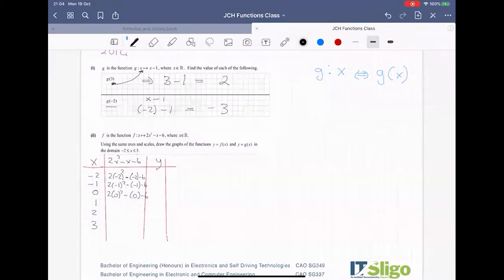I'm going to put it into the calculator using table mode. So f of x equals 2 times x squared minus red x minus 6. Start it at minus 2, finish it at 3, go up in steps of 1. So I am getting 4 minus 3 minus 6, minus 5, 0, and 9.